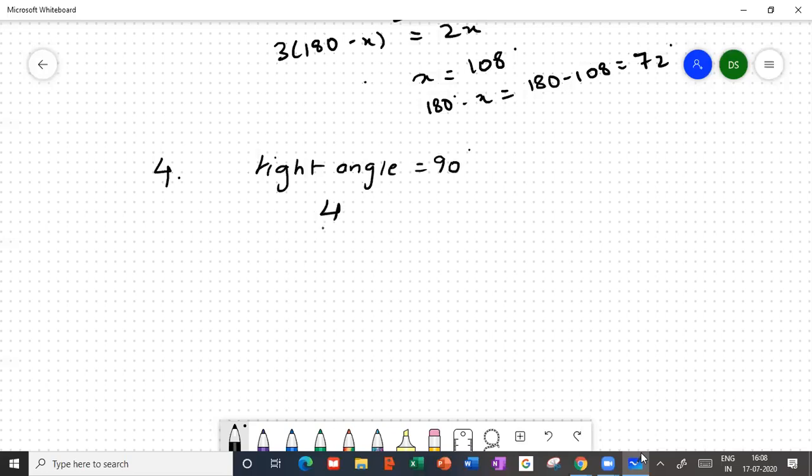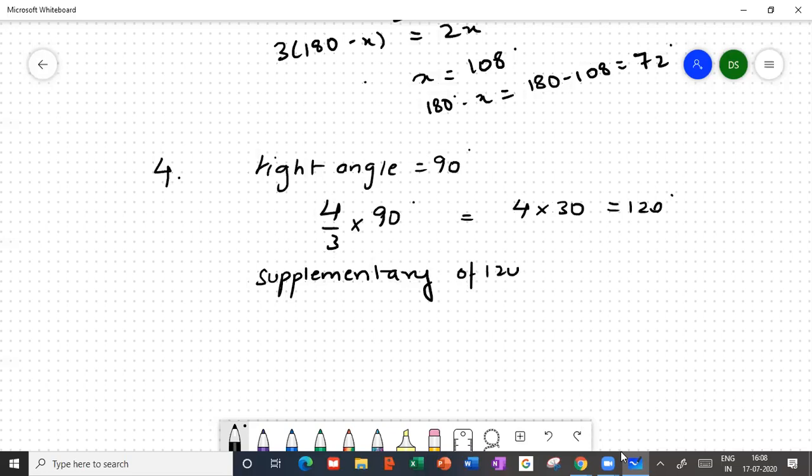So it just says 4/3 of a right angle. I'm going to calculate this: 4 into 30 is 120. And I need to find the supplement of this. So 120 plus x is equal to 180, or you can directly do 180 minus 120. The supplementary of an angle of 120 is equal to 180 minus 120, which is equal to 60, right?